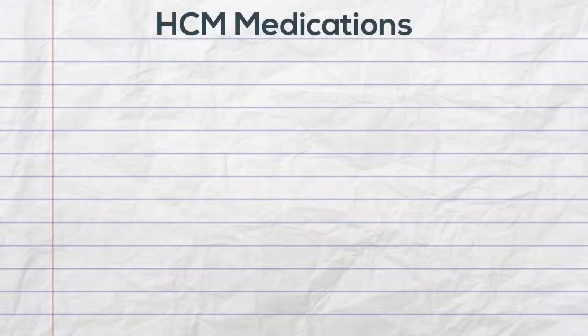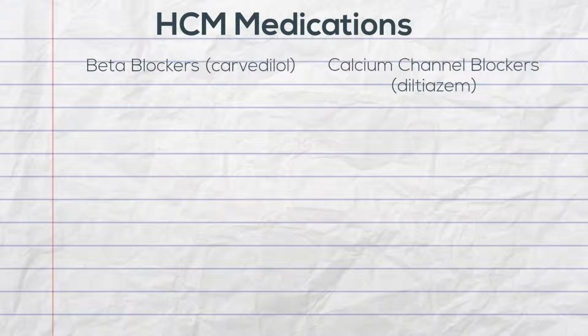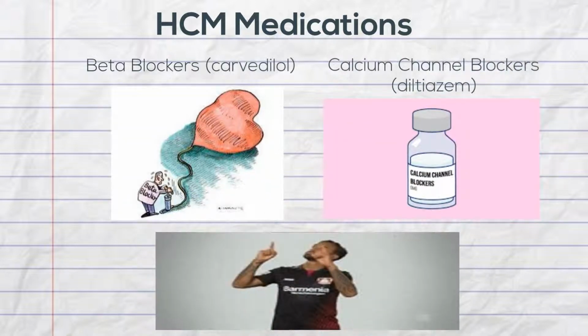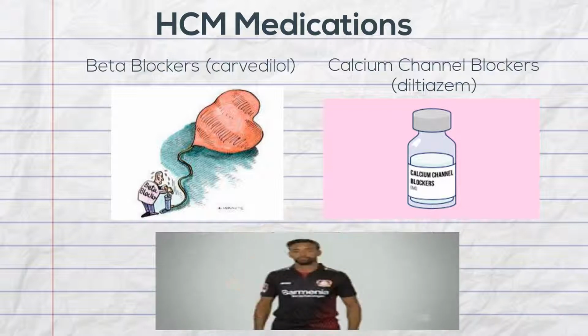Focusing on hypertrophic pharmacology, the 2 main classes of meds that we will use are beta blockers and a little bit of calcium channel blockers. Now these medications are going to decrease the outflow obstruction that accompanies exercise. Sounds like we can pump some iron. They're also going to decrease the heart rate, resulting in less angina, dyspnea, and syncope.